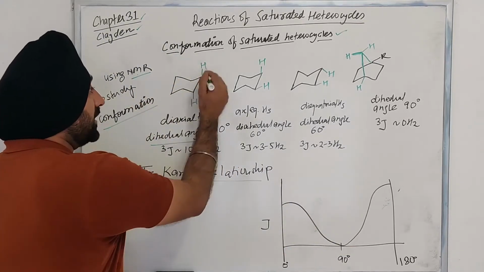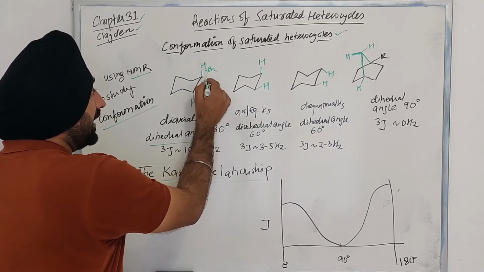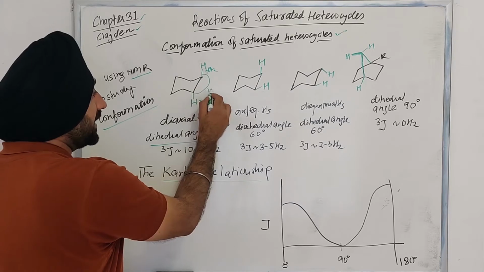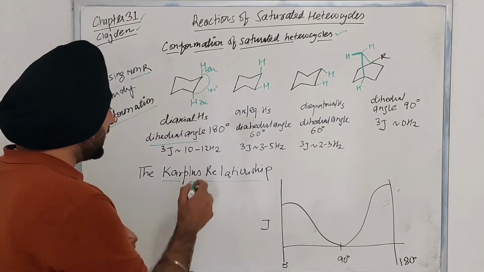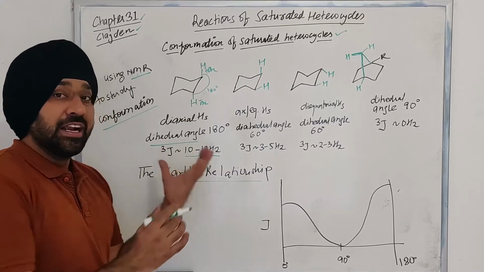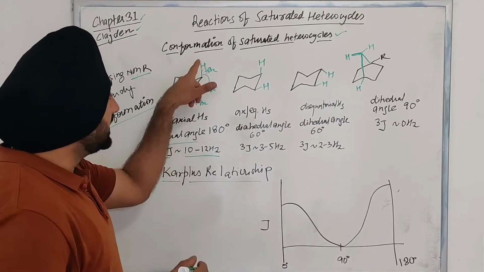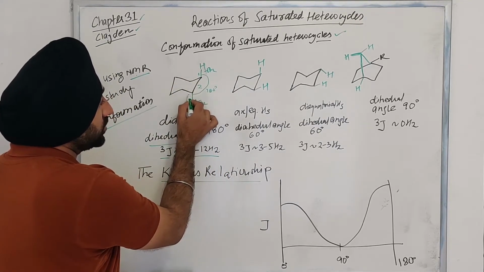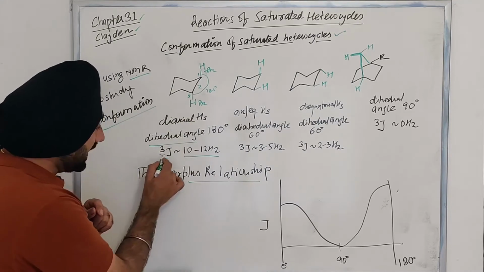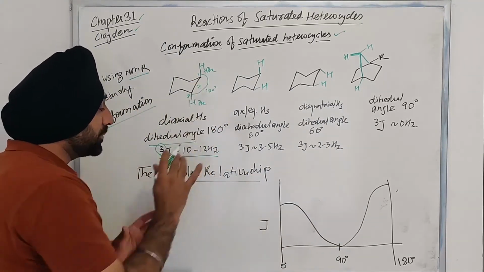For example, when these two hydrogens are in axial positions, and the dihedral angle between them is 180 degrees, their coupling constant is usually 10 to 12 Hertz. Here 3J means these two hydrogens are 3 bonds away. For example, this is 1, this is 2, this is 3. Okay, that is what this 3 means, just in case you don't know. So these are 3 bonds away.